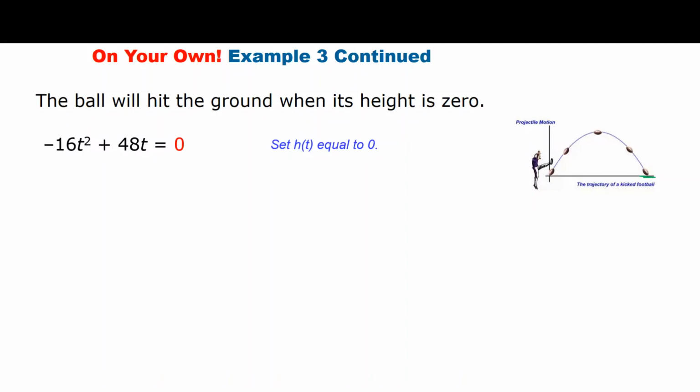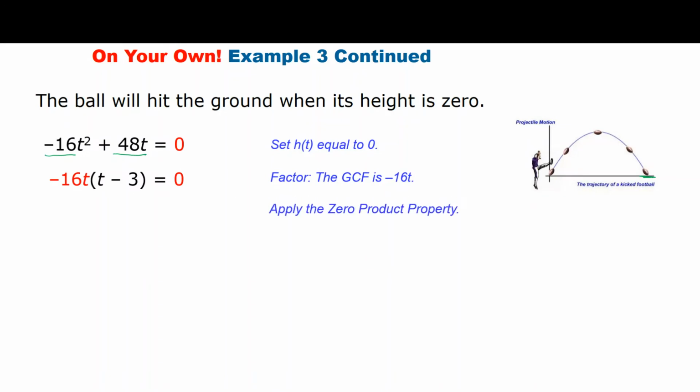And then again, I can look here and I know that there's a negative 16t in both of these. So I'm going to factor out a negative 16t. And when I do, I get the following equations. And I can apply my zero product rule again. So I know that either 16 times t equals 0 or t minus 3 equals 0.